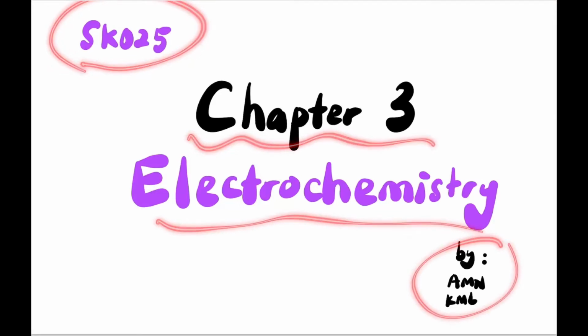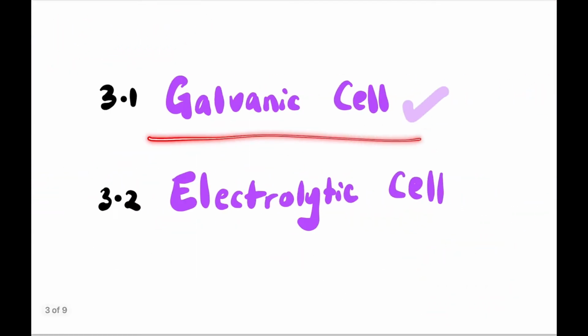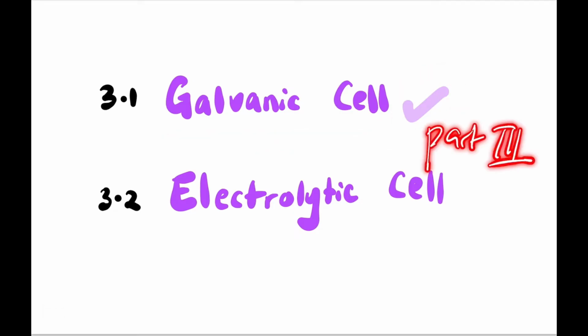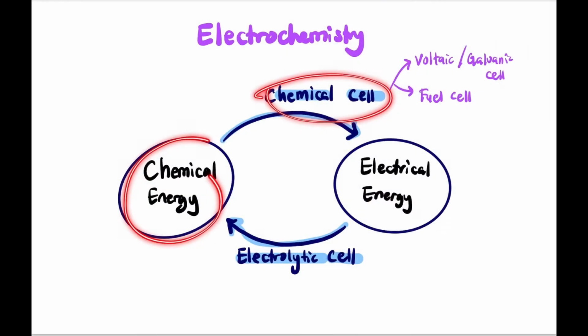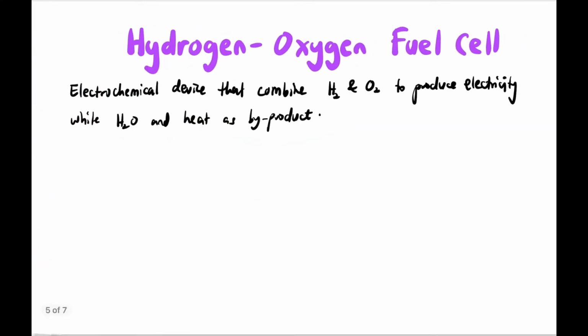Still in chapter 3 electrochemistry by MN Kamel, and this is 3.1 galvanic cell part 3, special part. In this particular video, we're going to focus on hydrogen oxygen fuel cell. So basically, fuel cell is part of chemical cell that produces electrical energy from chemical reaction. The hydrogen oxygen fuel cell is the electrochemical device that combines H2 and O2 gas in a safe way possible to produce electricity, while H2O and heat are the byproduct.